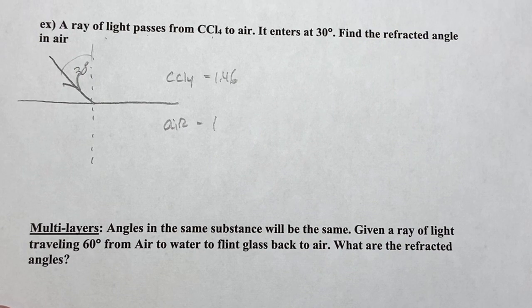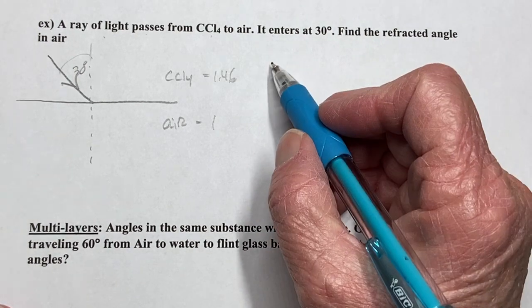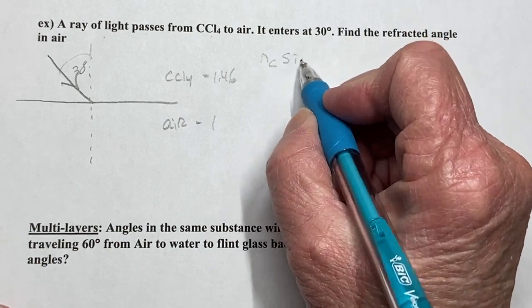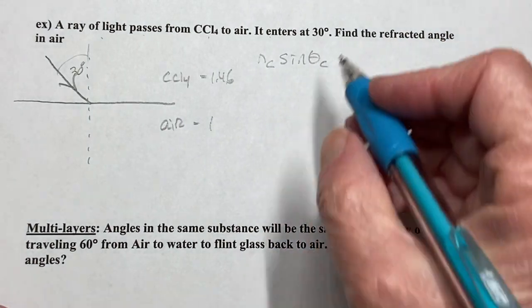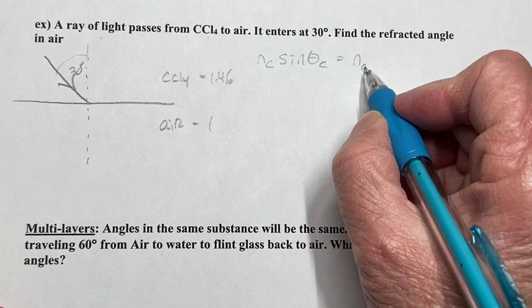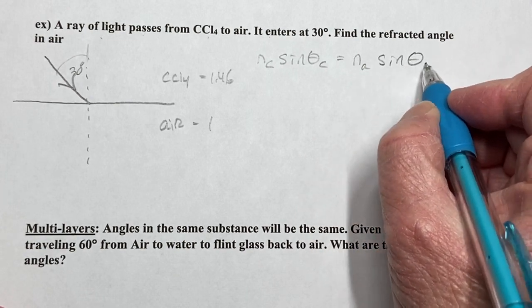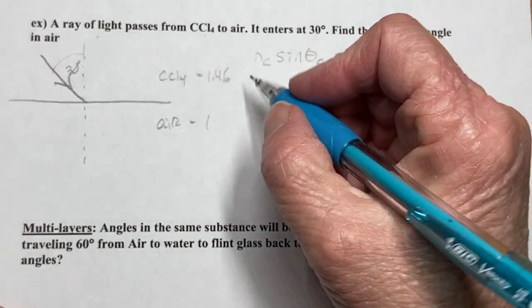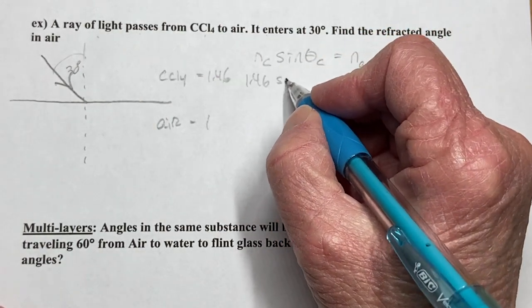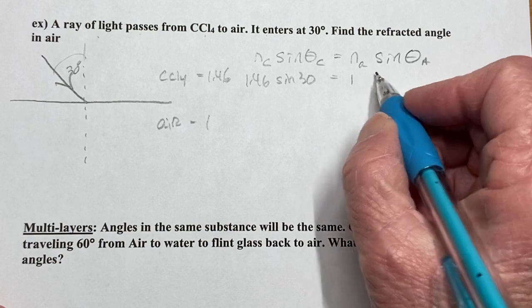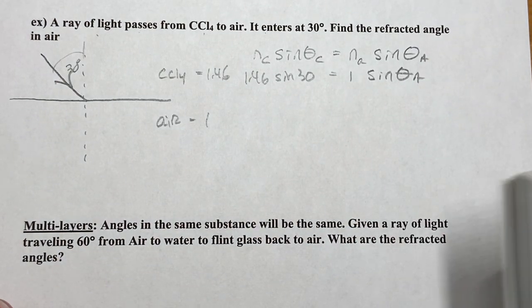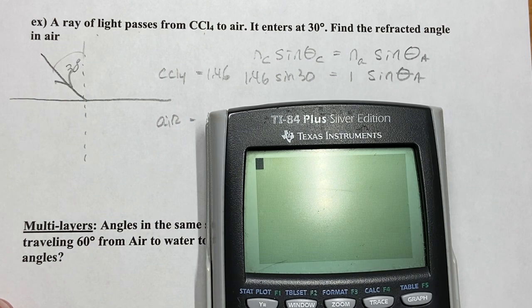Now, let's find the refracted angle and talk about it. The index of carbon tetrachloride times the sine of the angle in carbon tetrachloride is going to equal the index in air times the sine of theta air. Again, I'm not using 1 and 2, I'm just using letters. So, 1.46 times sine of 30 equals 1 times sine of angle air. Again, make sure you're in degrees.